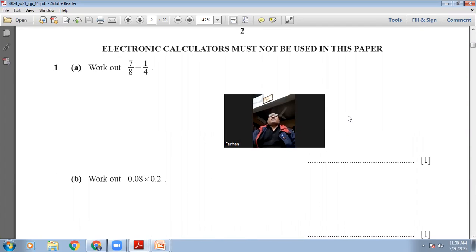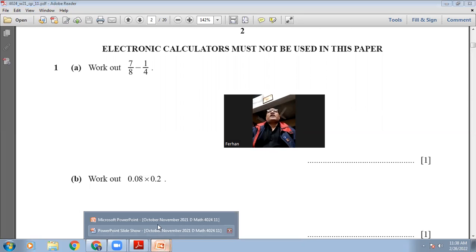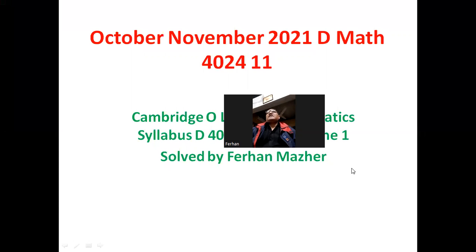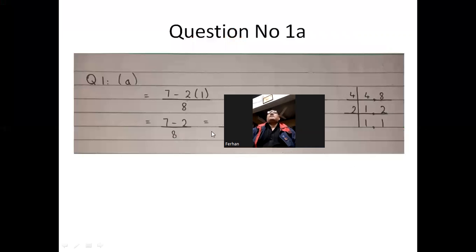Okay, the first question coming up, very simple. Two fractions are given and you have to subtract them. Whenever fractions are given and you want to subtract them, you need to make their denominators the same, or you can take their LCM. So in the case of addition and subtraction, you have to do this. Okay, so let me show you my answer, and here we go.